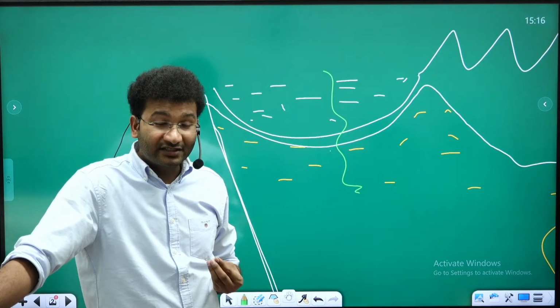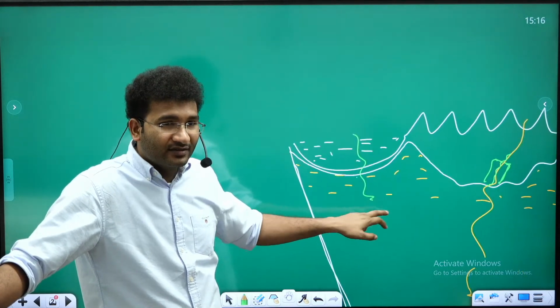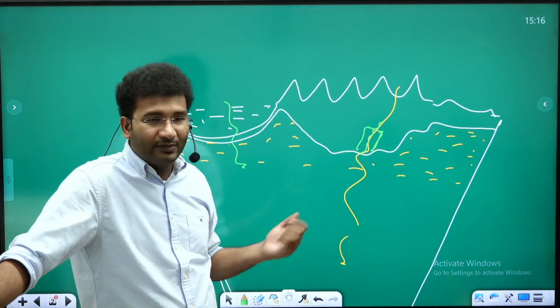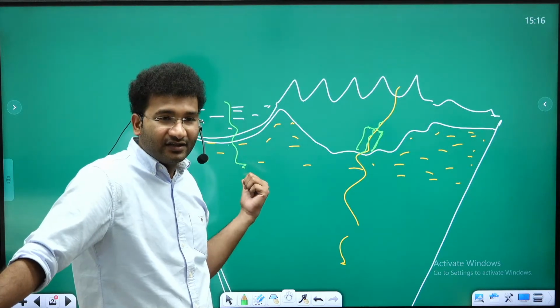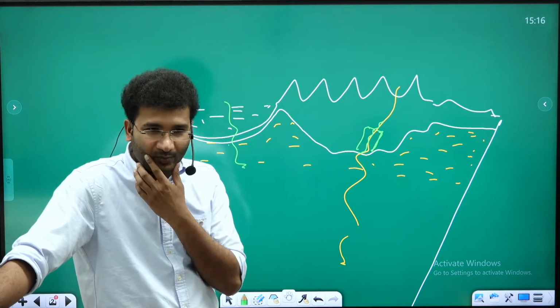And their temperature: between these two, which will have the higher temperature? Which volcano will have more temperature? Is it the basaltic volcano or the continental volcano? Basaltic. May I know the reason?